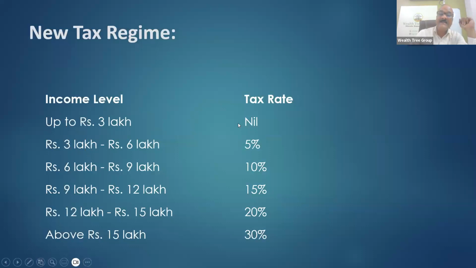In the new regime, the condition is you will not have all the deductions and other exemptions. So you cannot file any exemptions in this particular regime. And directly up to 3 lakhs, there is no tax. And 3 to 6 lakhs, it is 5%. And 6 to 9 lakhs, it is 10%. And then 9 to 12 lakhs, it is 15%. And 12 lakhs to 15 lakhs, it is 20%. And above 15 lakhs, it is 30%.